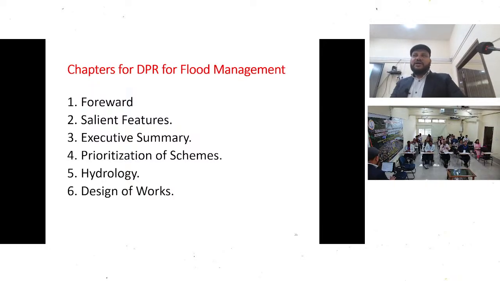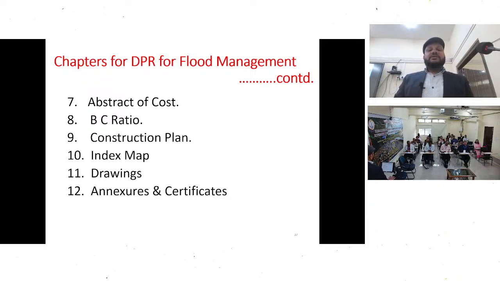The first chapter should be the foreword, by the departmental head. Then salient features. Then executive summary. And then prioritization of schemes, hydrology, design of works, which we have already seen in the first part. And then abstract of cost, BC ratio, construction plan, index map, drawings, and annexures and certificates. A lot of certificates are required. Clearance certificates are required, other certificates are required. Suppose there is any important meeting, a TAC meeting, then we have to append all this in chapter 12.